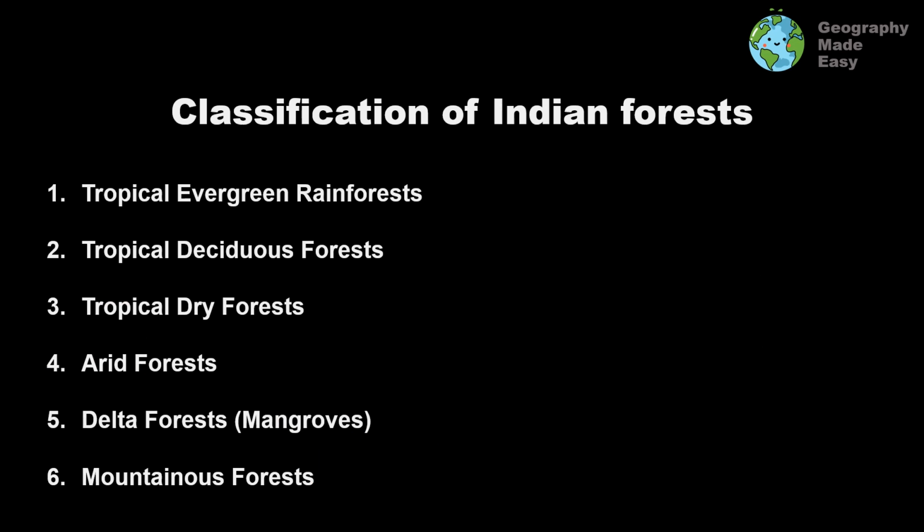In India, the forests can be divided broadly into six types, and we will be looking at each of these separately. The first forest type is the tropical evergreen rainforest. The second is the deciduous forest. Then we have the dry forest, and the fourth is the arid forest. Then we have the delta forest, also known as mangroves. And finally, we have the mountainous forests.